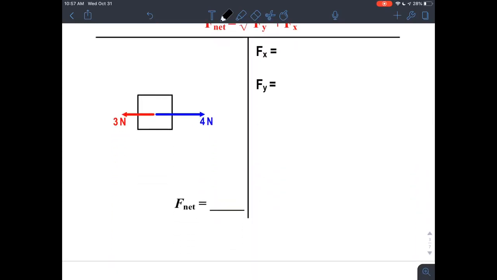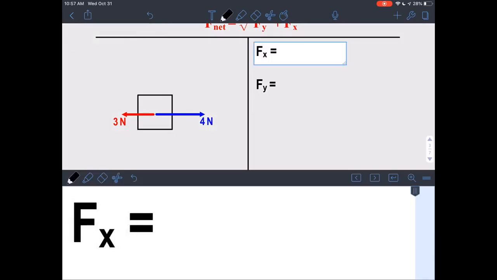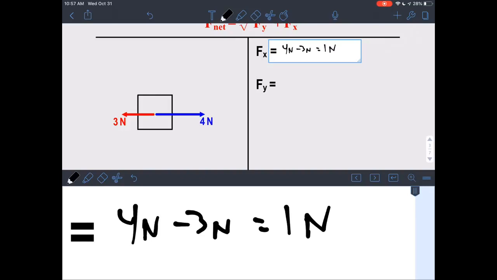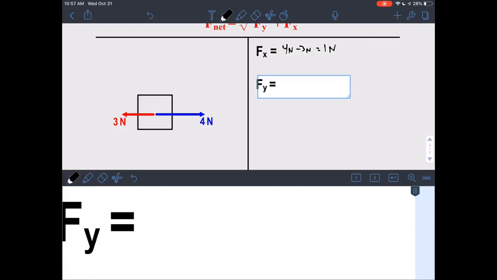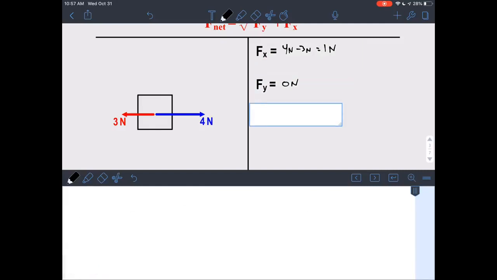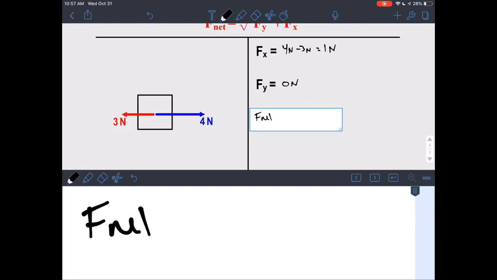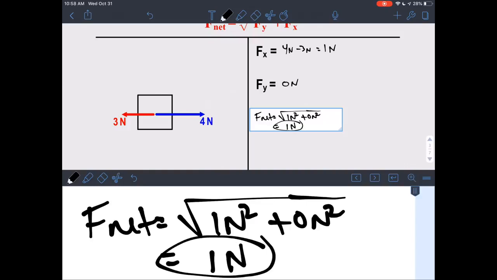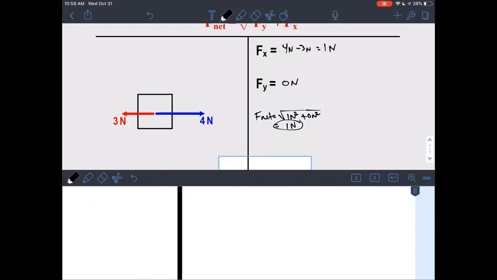Number 2, if we look at our Fx forces here, we are going to take our 4 newtons minus our 3 newtons, and we will have 1 newton of net force to the right. In the y direction, there is no net force. So F net is going to be the square root of 1 newton squared plus 0 newton squared, which really just gives us the square root of 1 squared, which is 1 newton. So the net force here is 1 newton to the right.